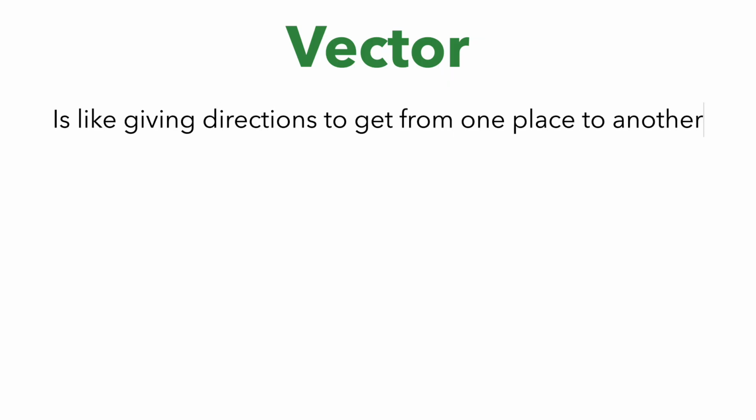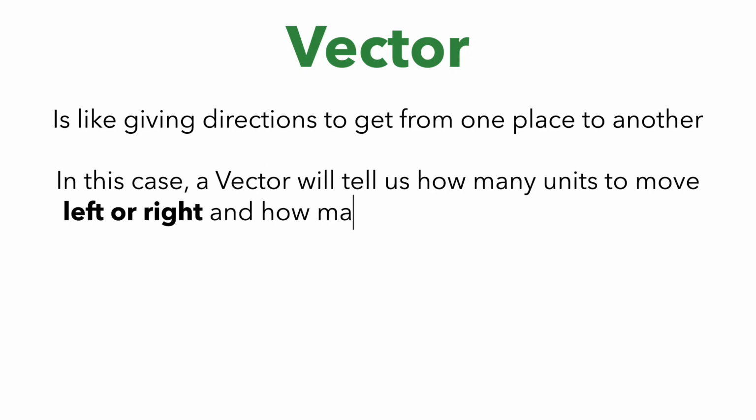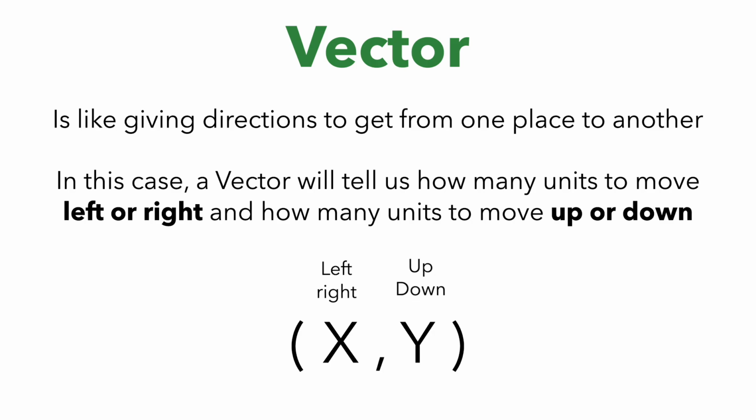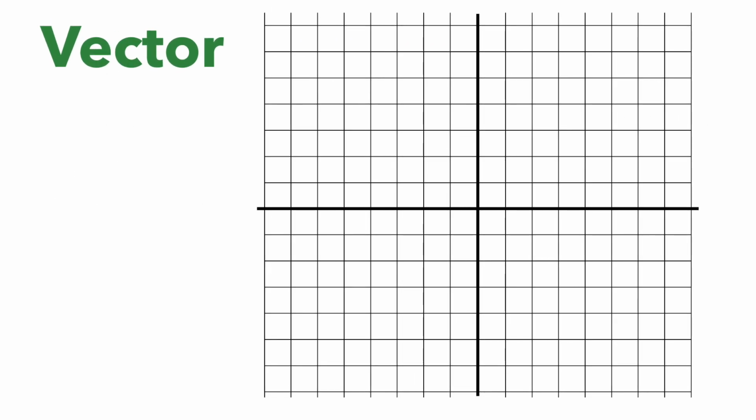We do this by using a vector. A vector is like giving directions to get from one place to another. In this case, a vector will tell us how many units we have to move left or right, and how many units we need to move up or down. It's typically given in the format of X and Y, where the X coordinate will tell you how much you need to move left or right, and the Y coordinate will tell you how much you need to move up or down.